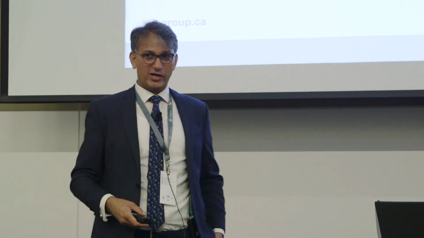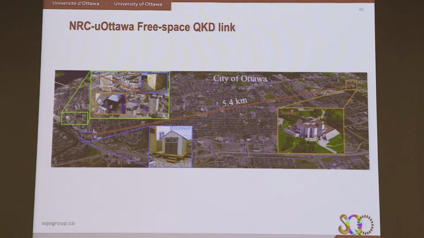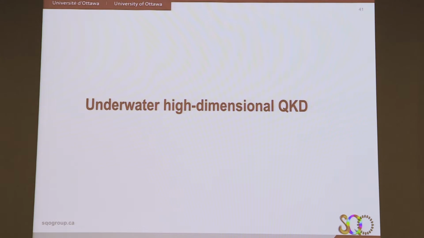Right now, we have built a much longer link with the help of NRC. The sender is at NRC on Montreal Road. And from the roof of the library, we are sending information to Colonel By at the University of Ottawa. So the distance is 5.4 kilometers. And right now, we are also getting adaptive optics, very, very fast adaptive optics, to compensate for the turbulence. We just characterized the turbulence there. And hopefully this year, 2019, we can get some preliminary results. And the last part will be underwater quantum communication, of course.